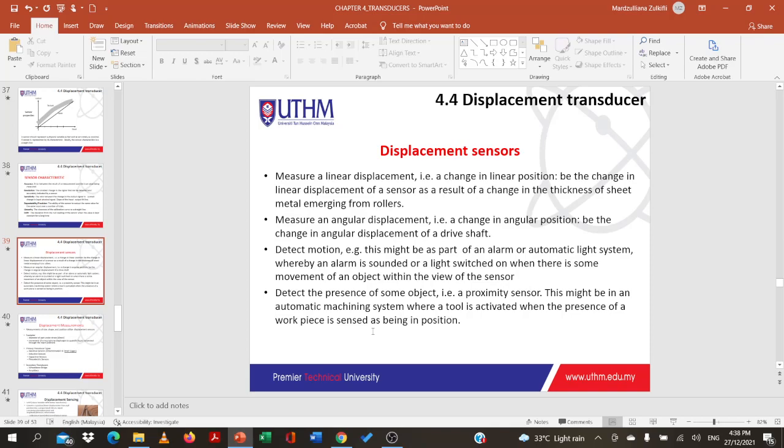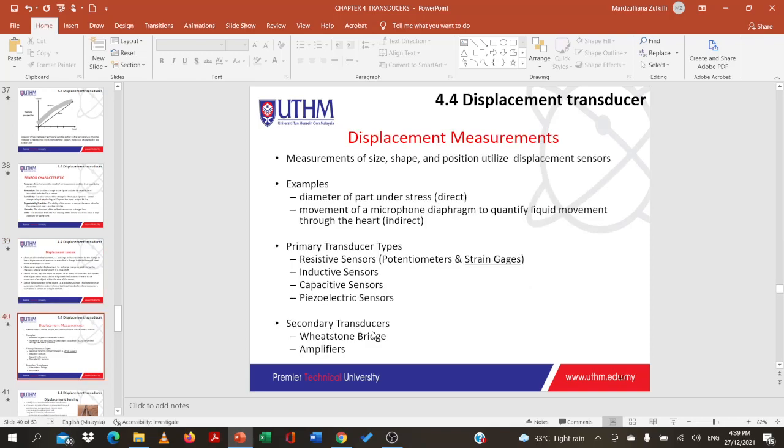So, a displacement sensor measures a linear displacement. For example, a change in linear position could be the change in linear displacement of a sensor as a result of a change in the thickness of sheet metal emerging from rollers. We also measure an angular displacement, detect motion, and detect the presence of some object.